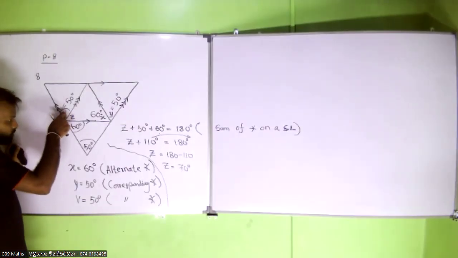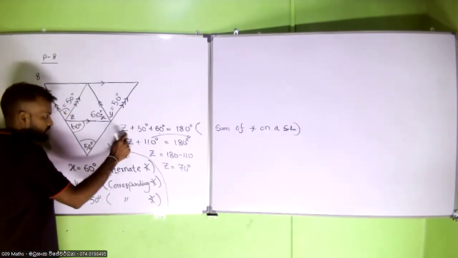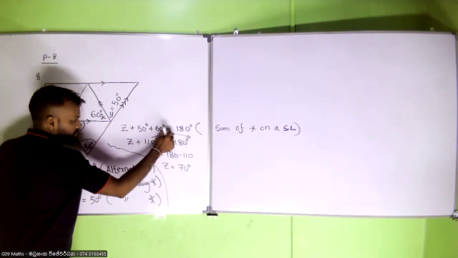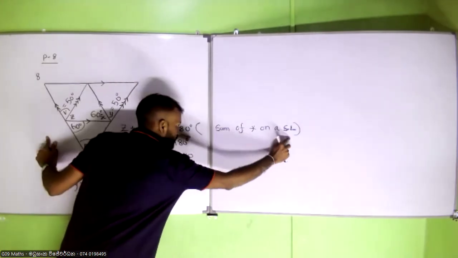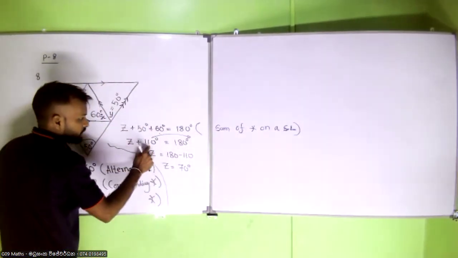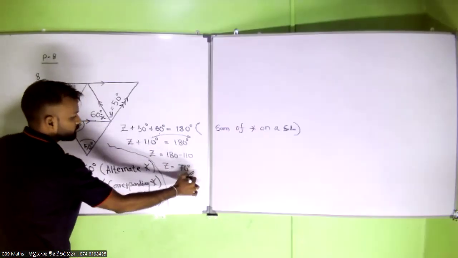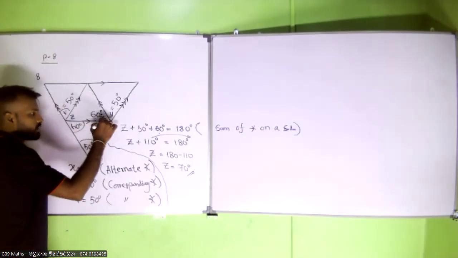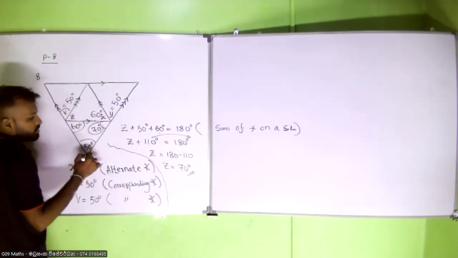So if I want to find the value of Z, I take Z plus V plus 60. Z plus V means 50. Z plus 50 plus 60 is equal to 180. The reason: sum of the angles on a straight line. Z plus 110 is equal to 180. So take it to the other side. Z equals 70. Or else you can use the same way, 60 plus 50, right? Same thing. You can find this angle, 70 degrees.